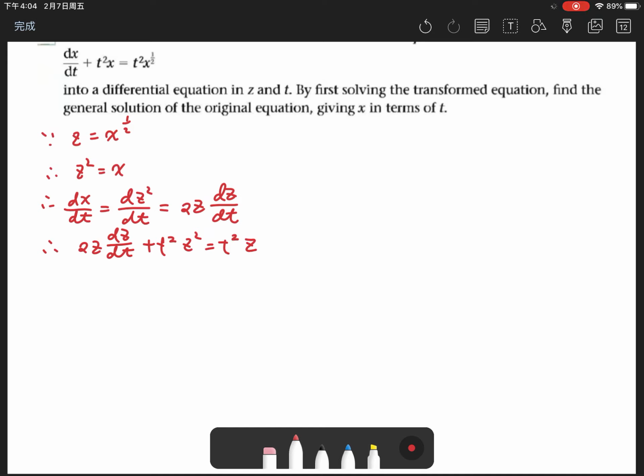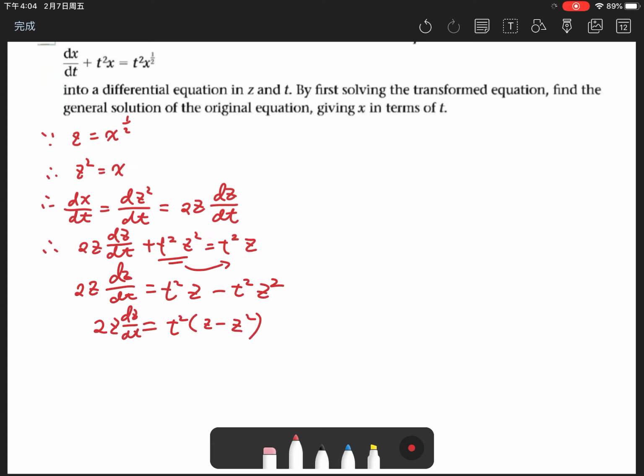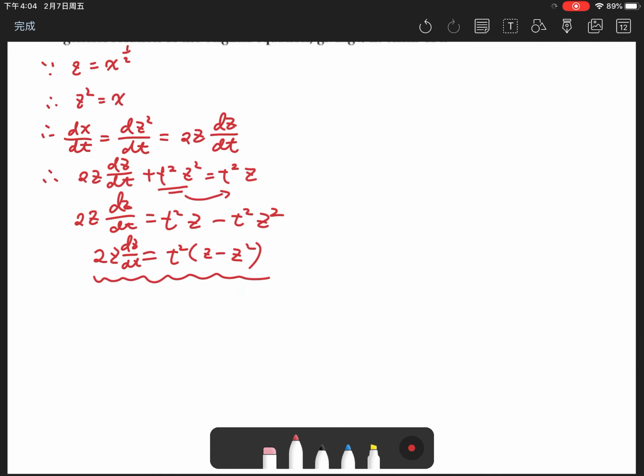So let's see whether we can simplify the equation. 2z times dz by dt equals, if we move this term to the right hand side, t square z minus t square z square, which equals t square times (z minus z square). So 2z times dz by dt, and now obviously we can separate the variables.